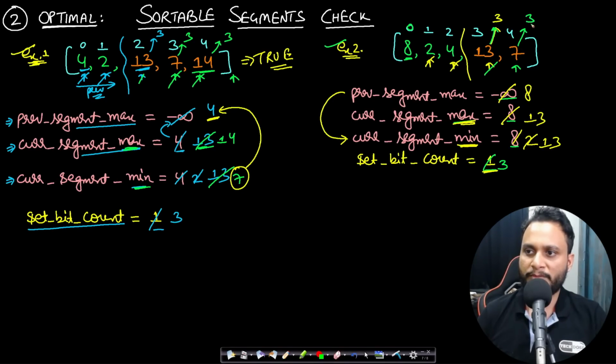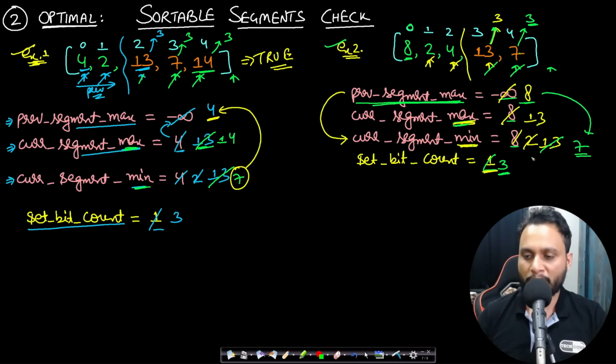Find out the count of set bit, it is 3. Now this 3 is equal to the current group count of set bit, so it will belong to the same group. Update the maximum to max of 13 comma 7, update the minimum to minimum of 13 comma 7, so this will become 7. Now when we go to the next item, we are actually out of bound. In this case, the previous segment maximum is actually larger than the current segment minimum. This means that the array will not be sortable and we have to return false here.